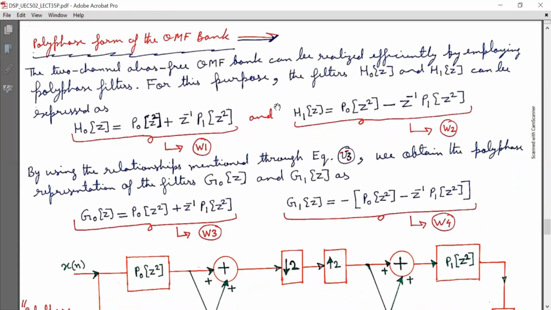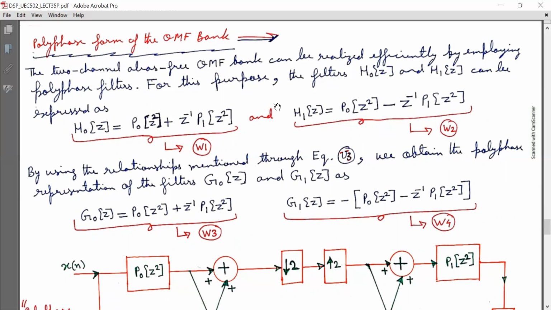Now we will go for the polyphase form of QMF bank. The two-channel alias-free QMF bank can be realized efficiently by employing polyphase filters. For this purpose, the filters H0(z) and H1(z) can be expressed as H0(z) is equal to P0(z²) plus z⁻¹ P1(z²), marked as equation W1, and H1(z) is equal to P0(z²) minus z⁻¹ P1(z²), mark it as W2.